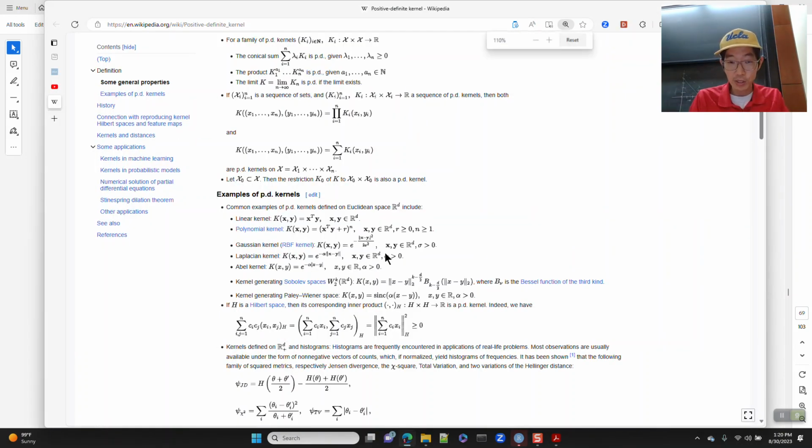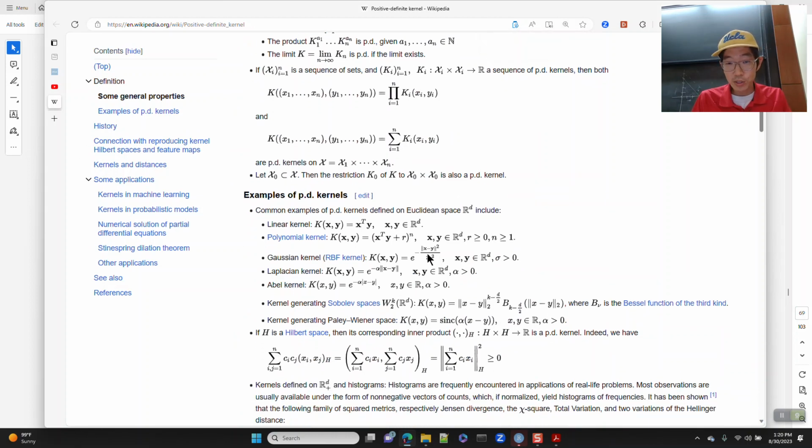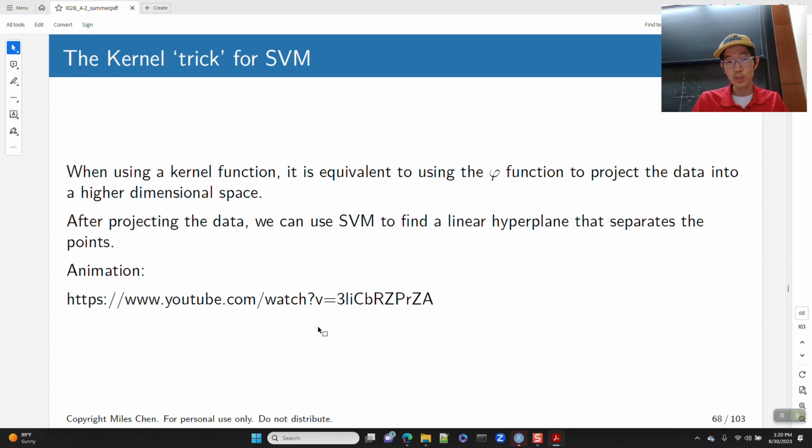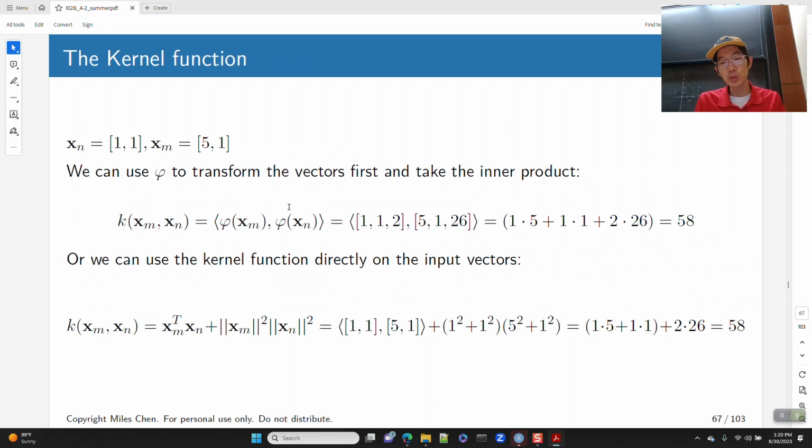So for the Gaussian kernel, you can just take the two vectors, x minus y, you plug x and y into this thing and you get a finite value. And that's the equivalent of taking x, transforming it into an infinite dimensional vector, y, transforming it into an infinite dimensional vector, and then taking the inner product. Okay. Similarly, over here, we transformed from 2D into 3D, and we took the inner product and we got 58. Or we could just use this equivalent kernel function, which takes our 2D vectors and just gives us the same result without actually having to do the transformations.